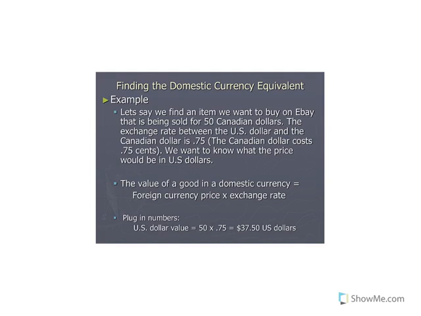$37.50. So now I know that if I were to buy something that was listed as 50 Canadian dollars, its equivalent in US dollars would be $37.50. So very, very simple to figure out what the price would be for me as long as I know what that exchange rate is.